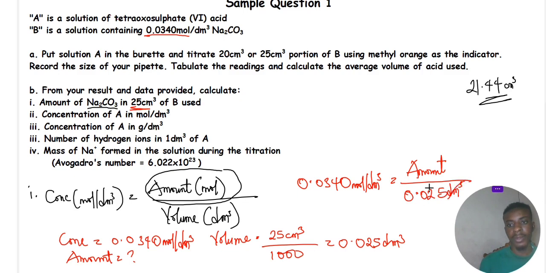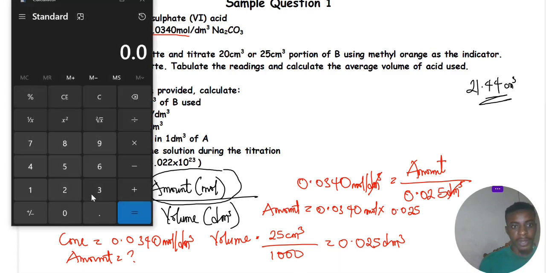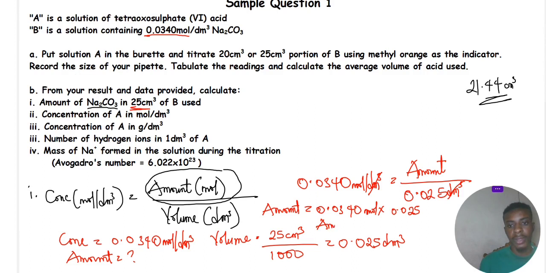Take note, you cancel dm cube here, you cross multiply, you have amount equal to 0.0340 mole times 0.025. All right, so now let's do that quickly. We have 0.0340 times 0.025. So we are having the amount to be 0.00085 mole as our amount. All right, so we'll go to the next question.